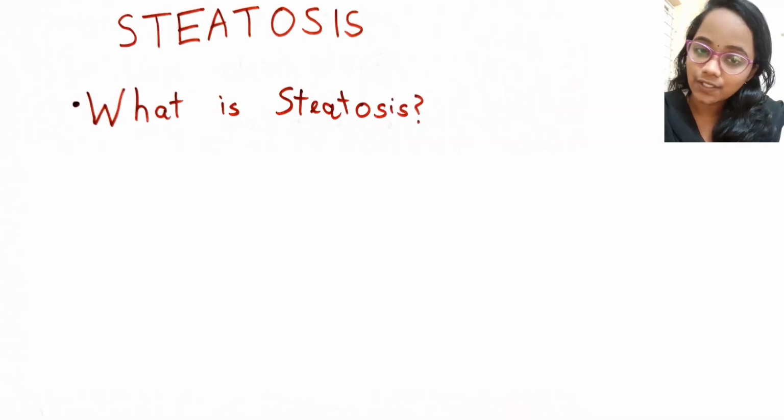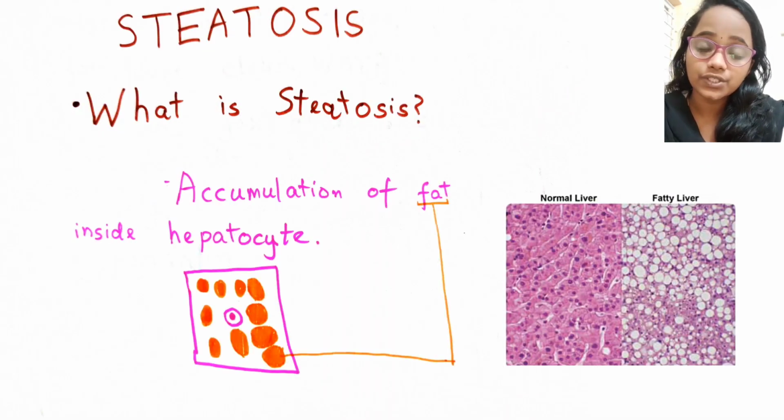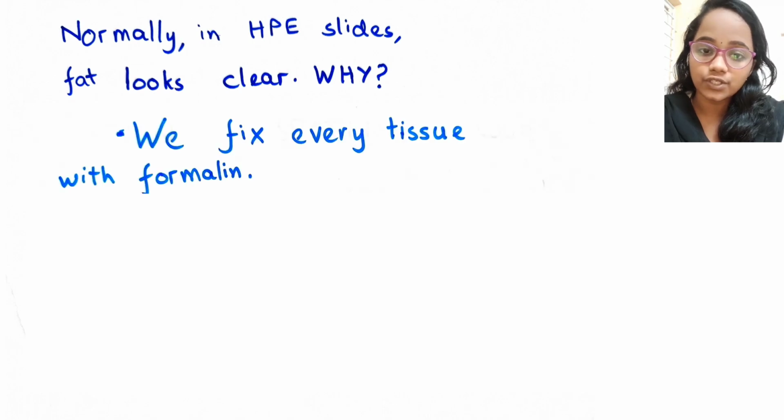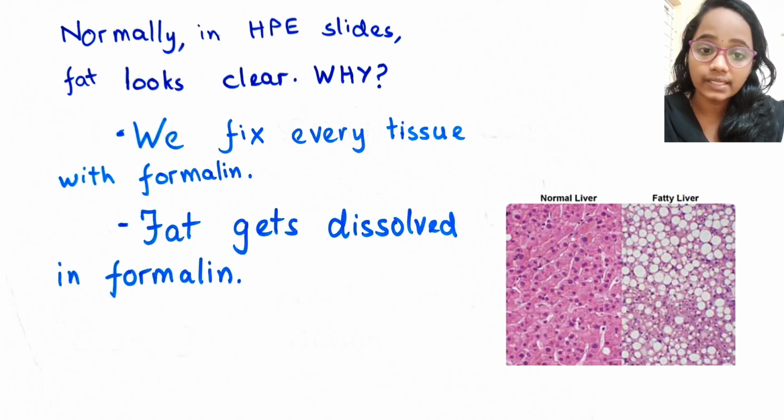Steatosis. What is steatosis? Steatosis means accumulation of fat, that is triglycerides, in hepatocytes. Normally, we see the fat as clear in a histopathological slide. Why does it look clear? Because we fix every tissue in formalin fixative. Fat gets dissolved in formalin. That's why the slides look clear.